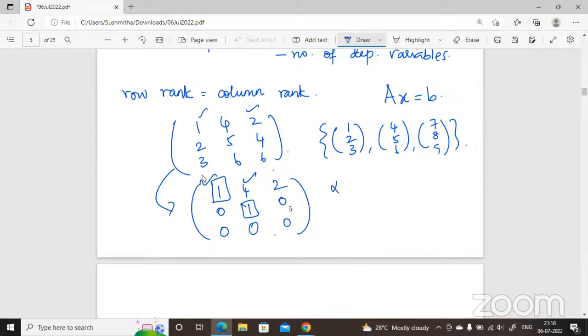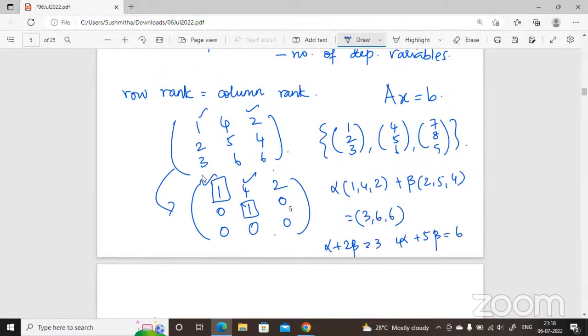We'll check the row dependence also. So alpha times (1, 4, 2) plus beta times (2, 5, 4) is equal to (3, 6, 6). Alpha plus 2 beta is 3. 4 alpha plus 5 beta is 6. 2 alpha plus 4 beta is 6. This is a redundant equation because this is 2 times this.